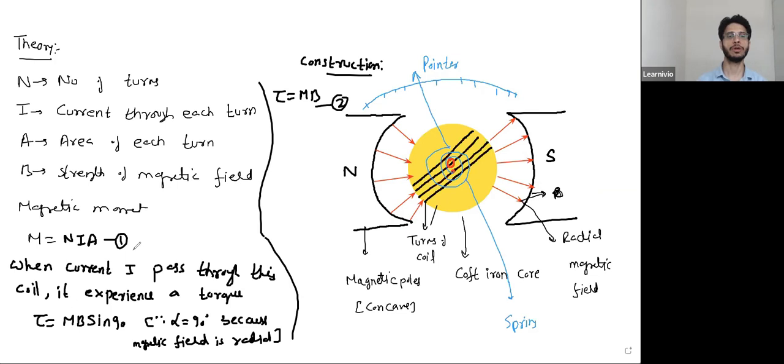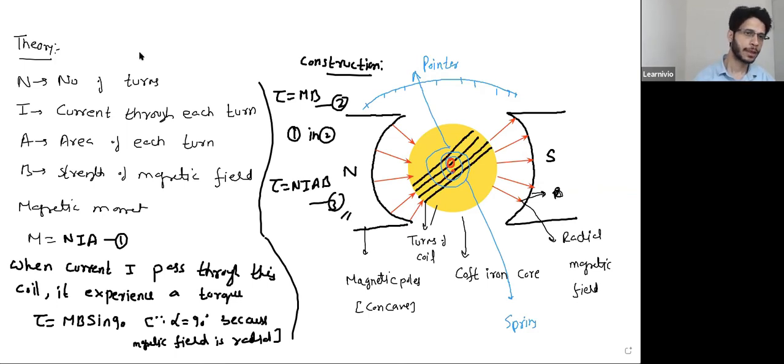That's equation number 2. I can substitute 1 in 2. If I substitute 1 in 2, then tau comes out to be NIAB. That's equation number 3. Okay. Now we need a mechanism to stop this coil. See, this is a free coil. If you apply a torque over the coil, this coil will start rotating. This pointer will start rotating with the coil. It will not stop. You need a mechanism to stop this pointer.